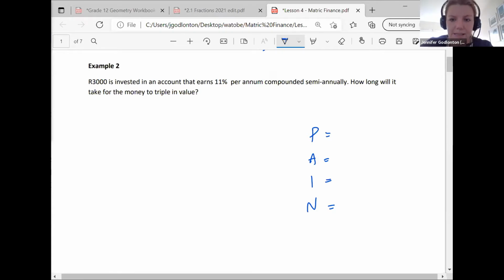Think about what your P is, think about what your A is, think about what your I is, and N is what we are looking for. So give this one a go. I'm slowly going to start putting some information in, so if you're struggling, you'll be able to see what's going on. But have a read through the question again and start organizing your thoughts and then put it into the formula you think that it should go into.